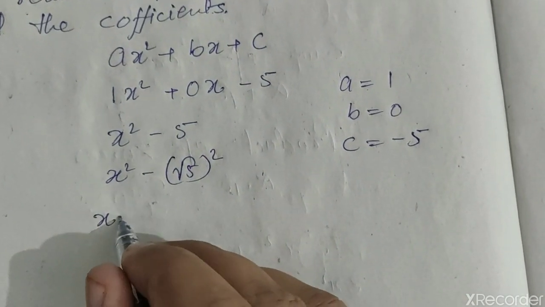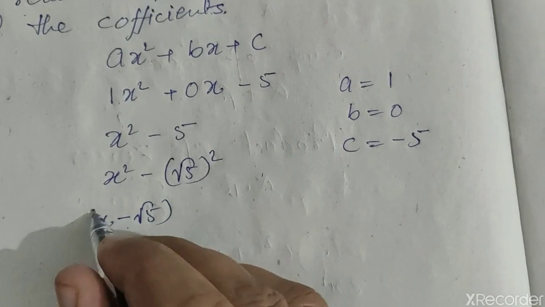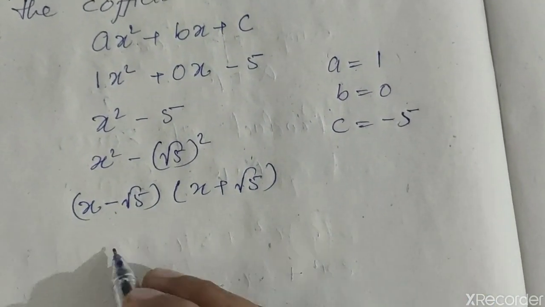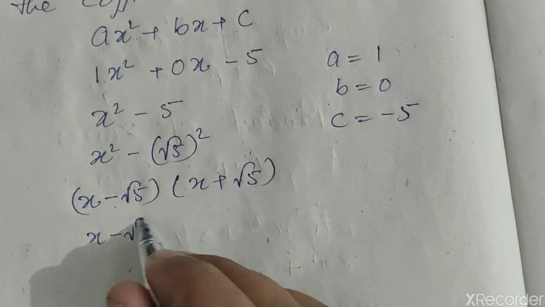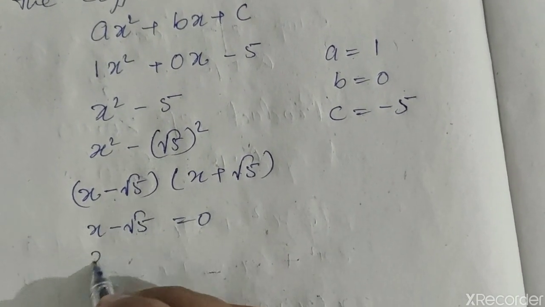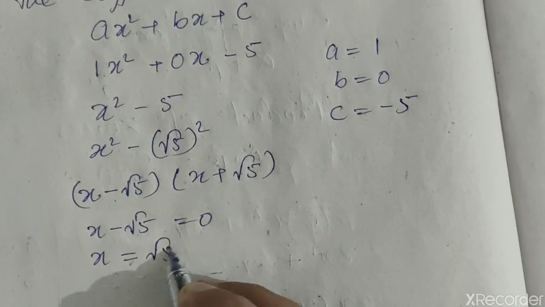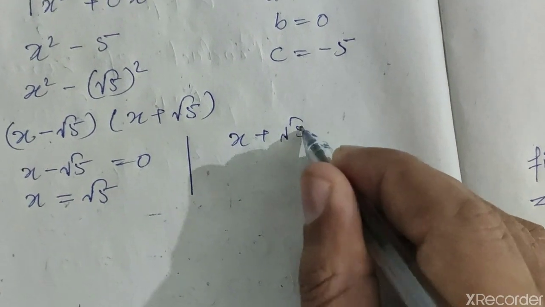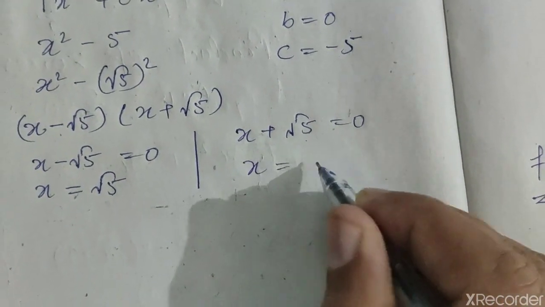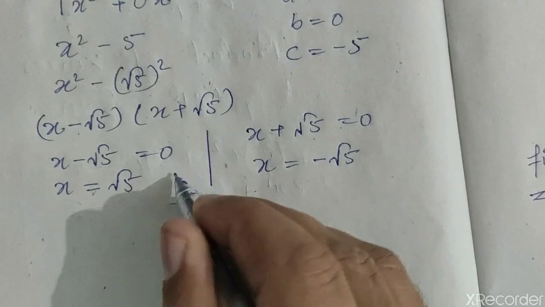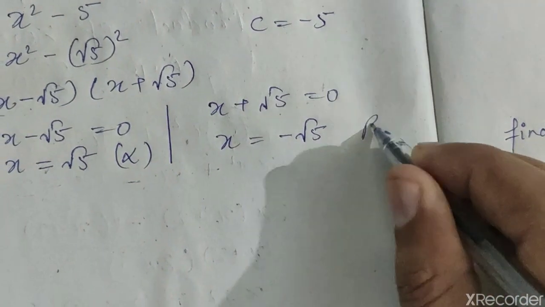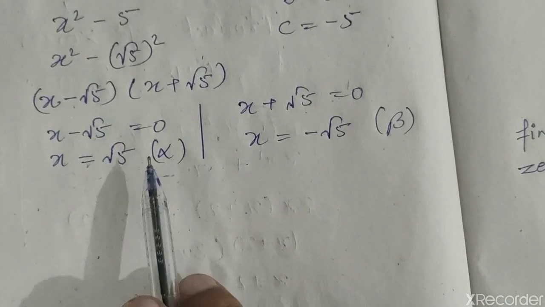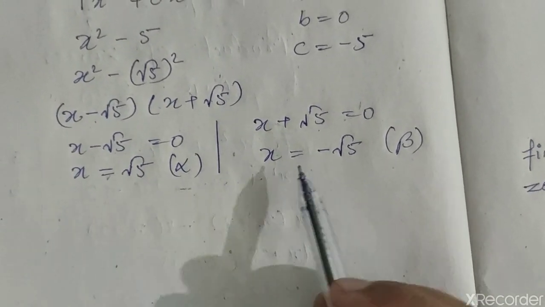I could also write (x minus root 5)(x plus root 5). They are the zeros. So x minus root 5 equals 0, that x will be equal to root 5. In the other case, x plus root 5 equals 0, x will be equal to minus root 5. I'm calling them alpha and beta. This is our own wish. Anything we can keep, alpha and beta. It's not compulsory that we take only alpha; we can take beta also.